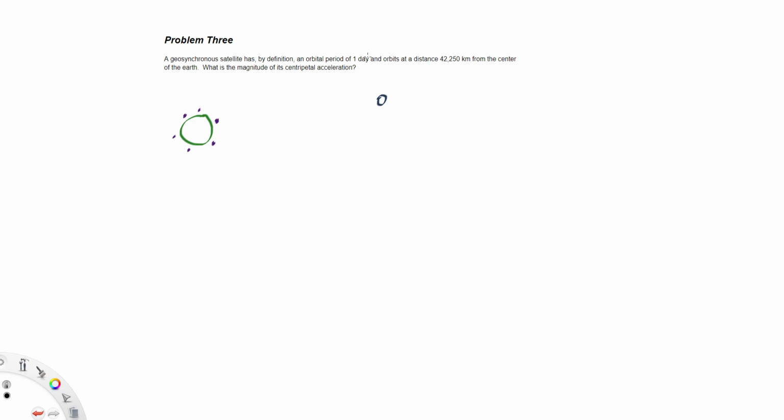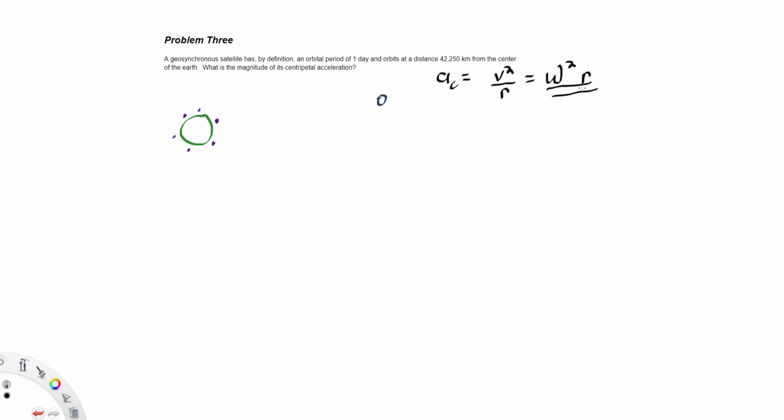We know a couple of things. We know that the centripetal acceleration of an object undergoing a circular motion is equal to v squared over r. Or we could also write that as omega squared times r. I'm going to use this second form here.